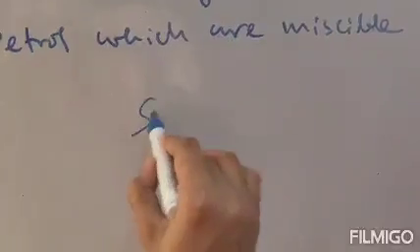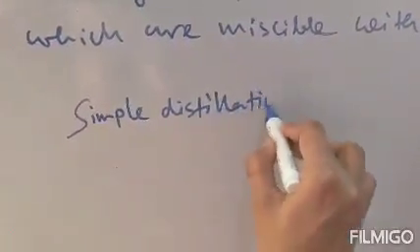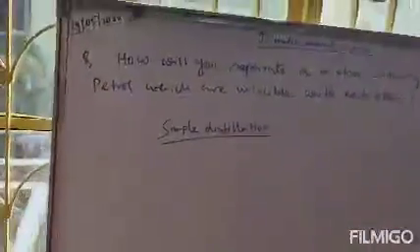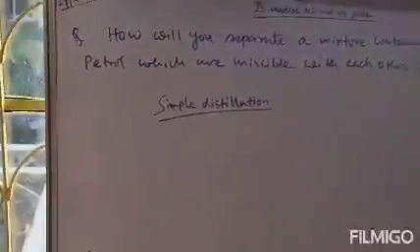Miscible means they can be mixed with each other. So petrol and kerosene both are liquid, but they can be mixed with each other. Clear? So how will we separate? The process is simple distillation. By this process we will separate a mixture of kerosene and petrol, because kerosene and petrol both are liquid, but they differ in their boiling points.